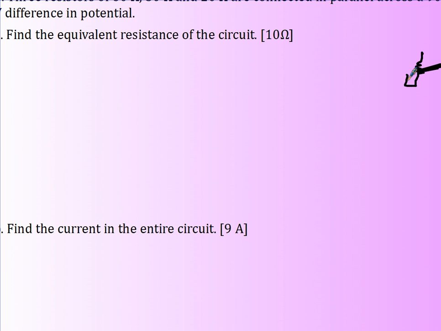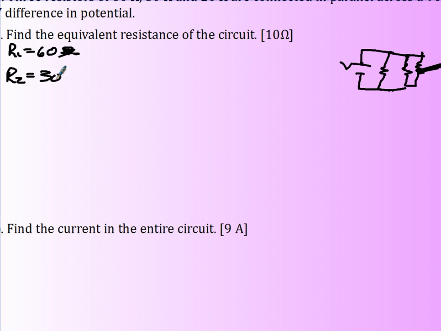Oh, not being very nice here. R1, R2, R3, and here's my battery voltage. All right, R1 is 60 ohms. I have no idea what's wrong with my pen right now. R2 is 30 ohms, and R3 is 20 ohms. You can label these. It doesn't matter which one is which for this.